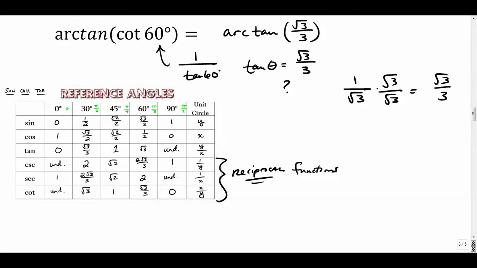So the tangent of what angle is radical 3 over 3? Oh, here it is. The tangent of 30 degrees is radical 3 over 3. So this would be 30 degrees. That's my answer.